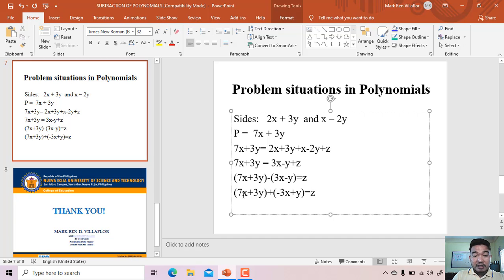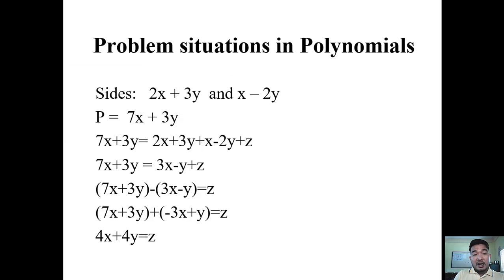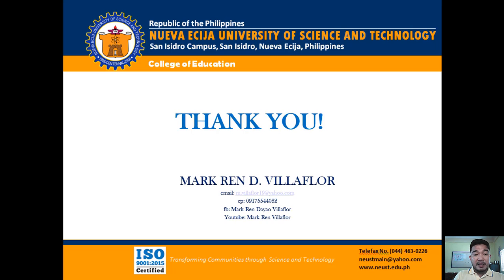Combine like terms. 7x plus negative 3x is 4x. 3y plus negative y is equal to 2y. So, this is now the value of our z. The value of the third side is equal to 4x plus 2y. Meaning, we can actually use the concept of subtracting polynomials in solving real-life problems.